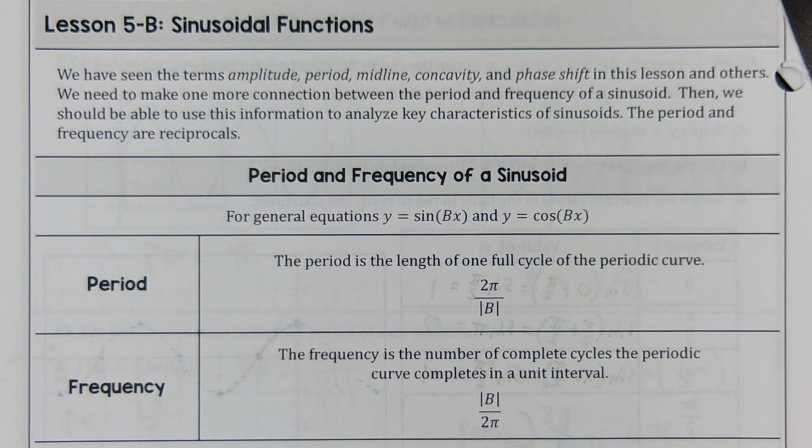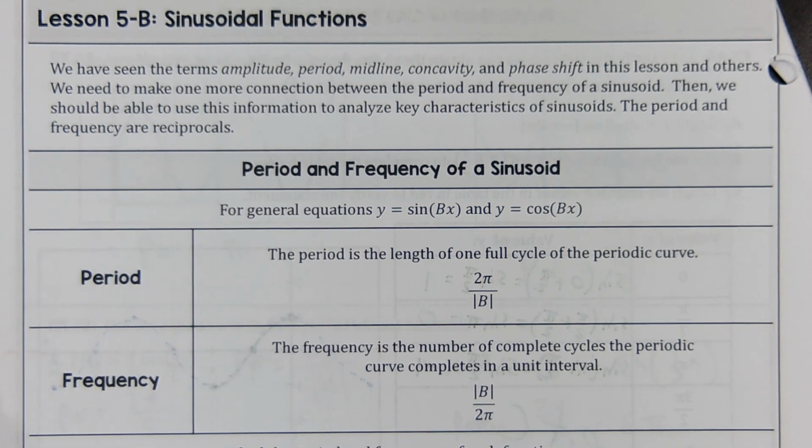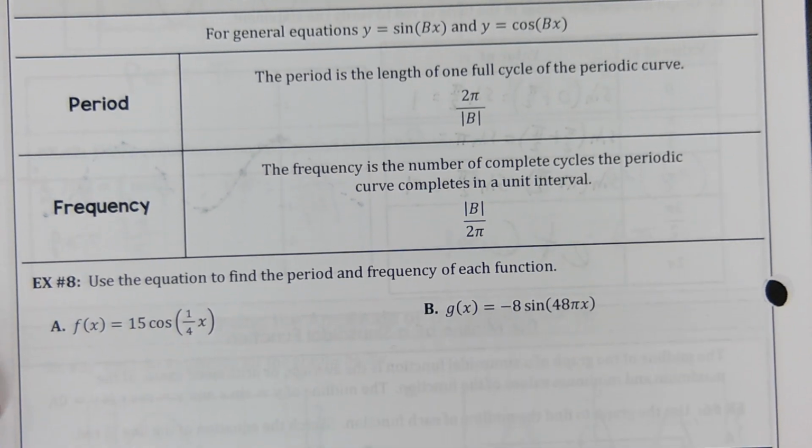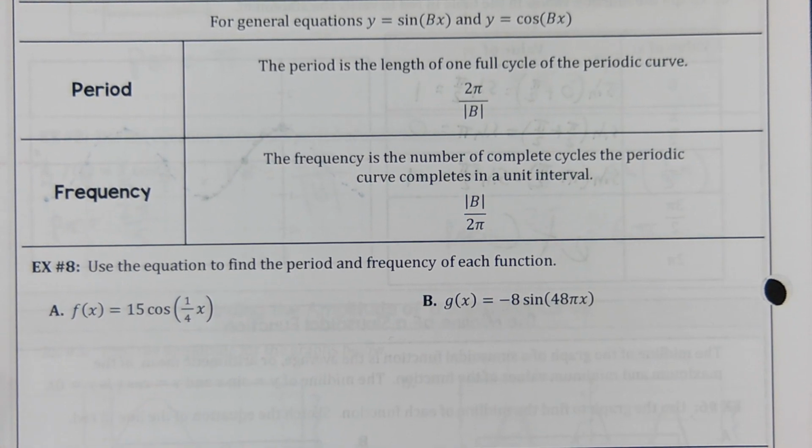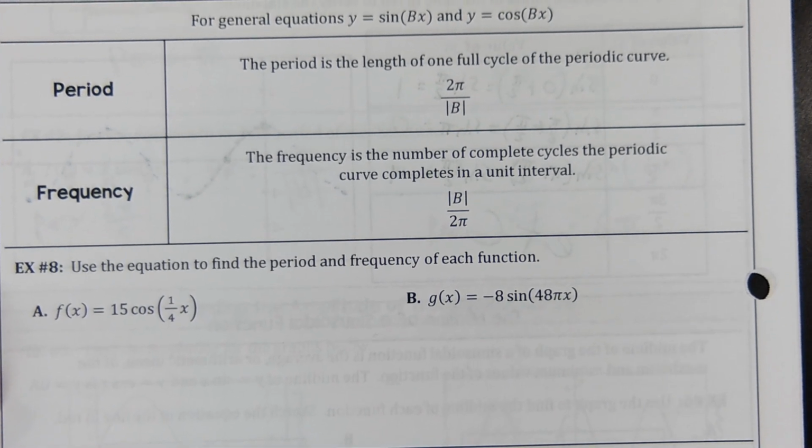Okay? So we've talked about amplitude, period, midline, concavity, phase shifting. The very last thing that we need to talk about as far as characteristics is concerned is the frequency. And the frequency is a very easy thing to find. It's literally the reciprocal of the period. Ta-duh. That's it.